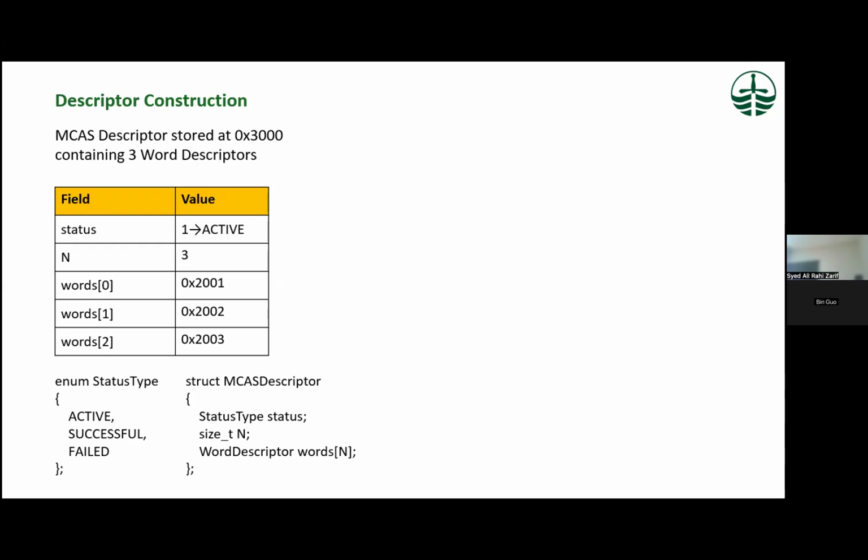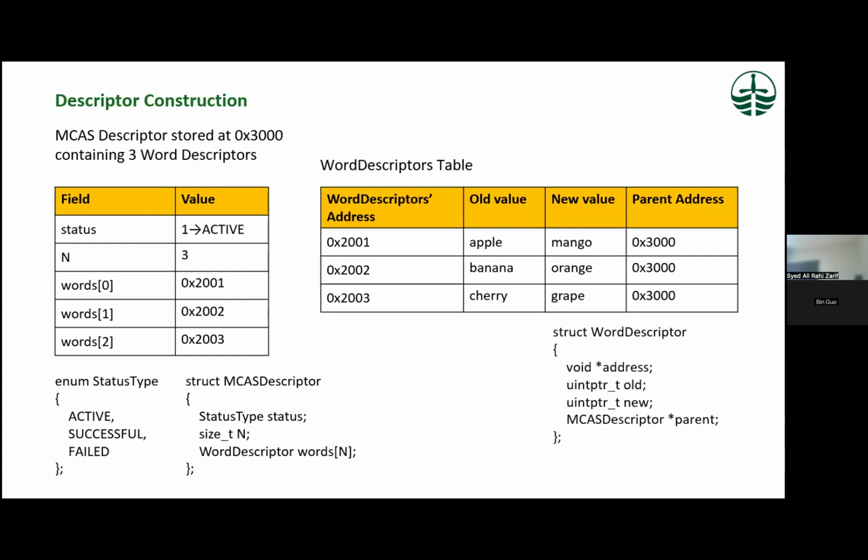So that's why our n is 3, and these are the word descriptors that should hold the set of old values, the new values, and the addresses. Now this table is holding the word descriptors. We can see we have 3 word descriptors at locations 2001 to 2003, and they are also holding the old values, new values, and the parent addresses. So these are the tuples that we will use to update my current memory locations. What is the parent address? The parent address is holding the address of the descriptor table. Good.